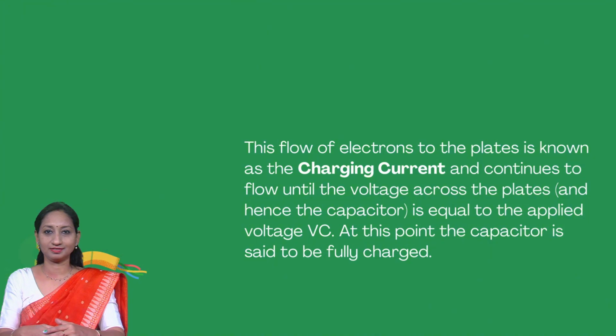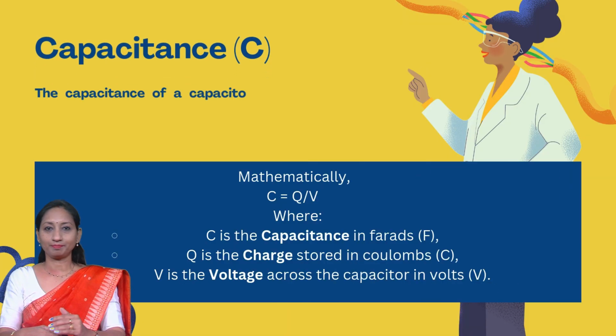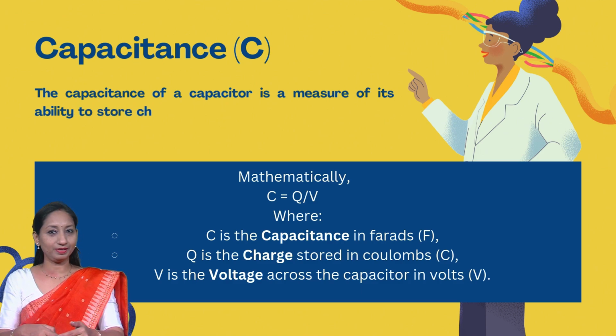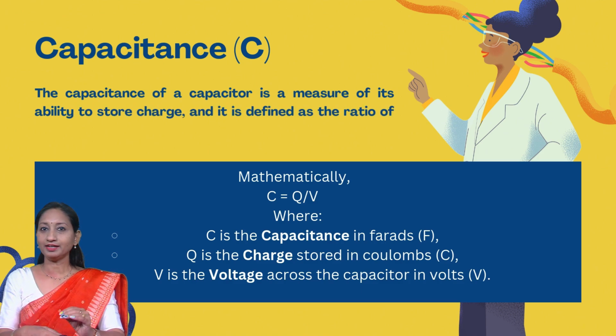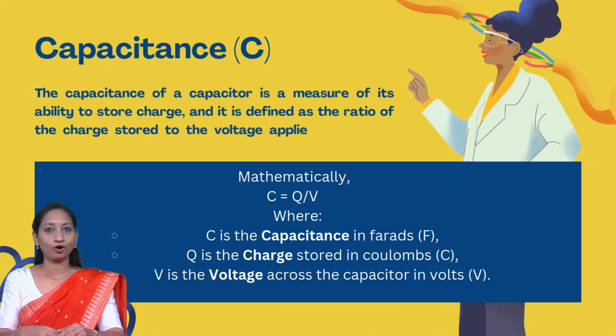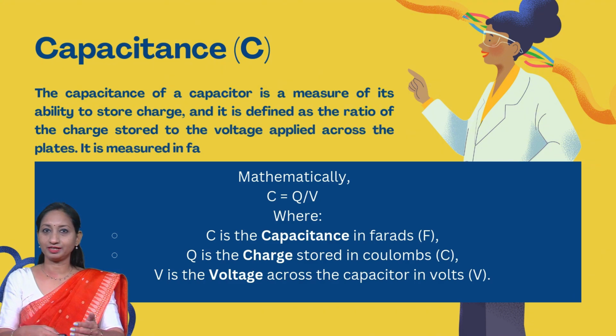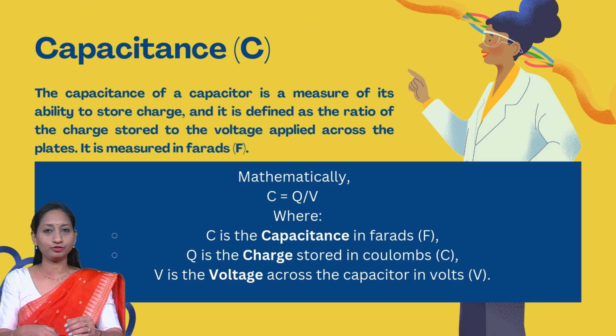Now, what is capacitance? The capacitance of a capacitor is a measure of its ability to store charge, and it is defined as the ratio of the charge stored to the voltage applied across the plates. It is measured in farads. Mathematically, it is represented as C, and C equals Q by V, where C is the capacitance in farads, Q is the charge stored in coulombs, and V is the voltage across the capacitor in volts.